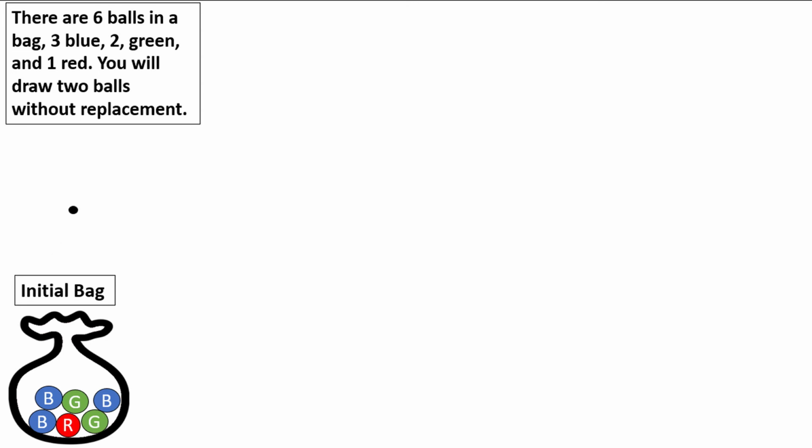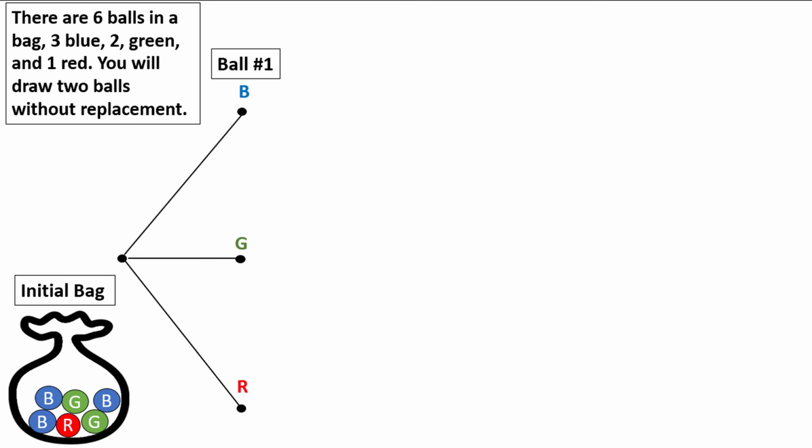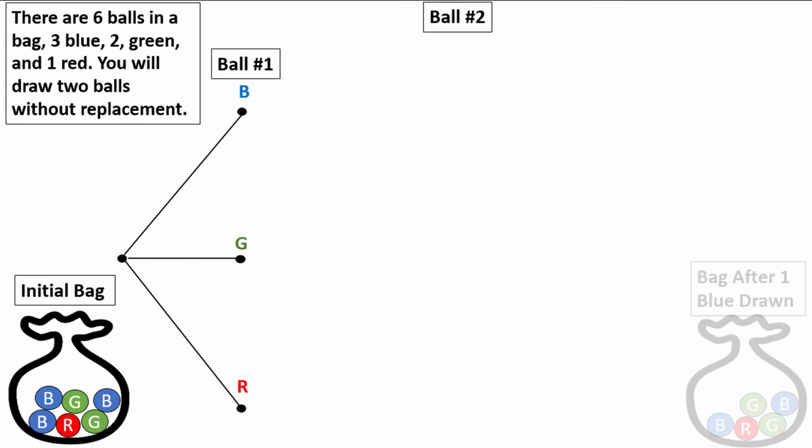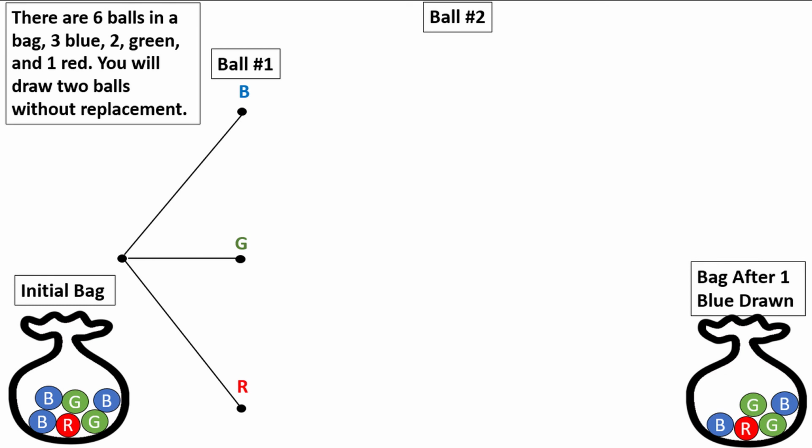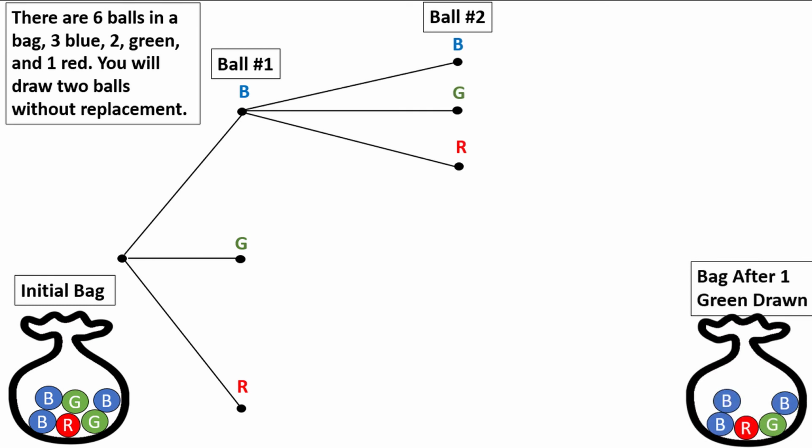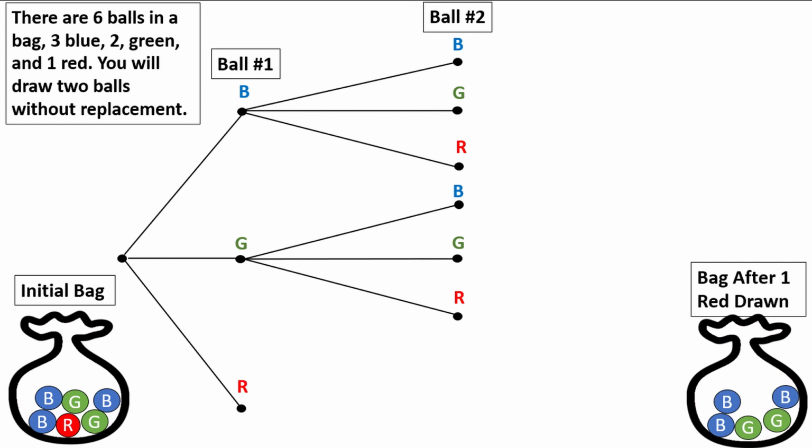We start with a dot. For the first ball, you can draw either a blue, a green, or a red ball, so we will have 3 branches from the starting dot. For the second ball, if you drew a blue ball first, then you can still draw a blue, green, or red ball. If you drew a green ball first, you also can still draw either a blue, green, or red ball. But if you drew a red ball first, there's only one red ball in the bag, so you won't have any more red balls left. You can only draw a blue or green ball at that point.